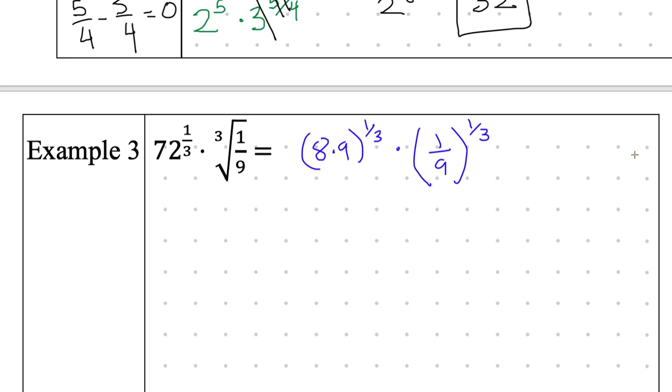All right, so from here, I'm going to again compare each of these numbers to the list. What is 8? What to what power is 8? Beverly. Yes, it's 2 to the third, so I'm now rewriting this 8 as 2 to the power of 3, times, what is 9? What to what power is 9? Jaden. 3 to the 2, thank you. All of that is still to the power of 1/3.